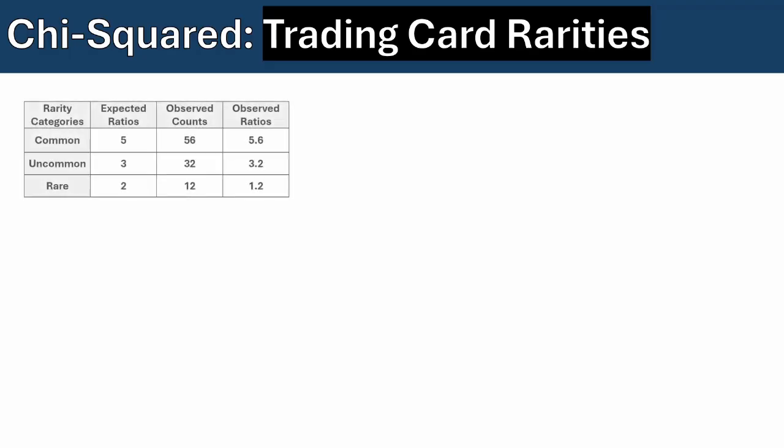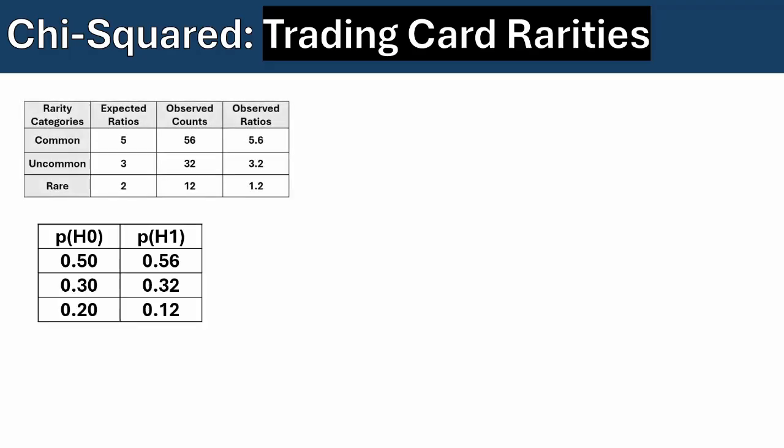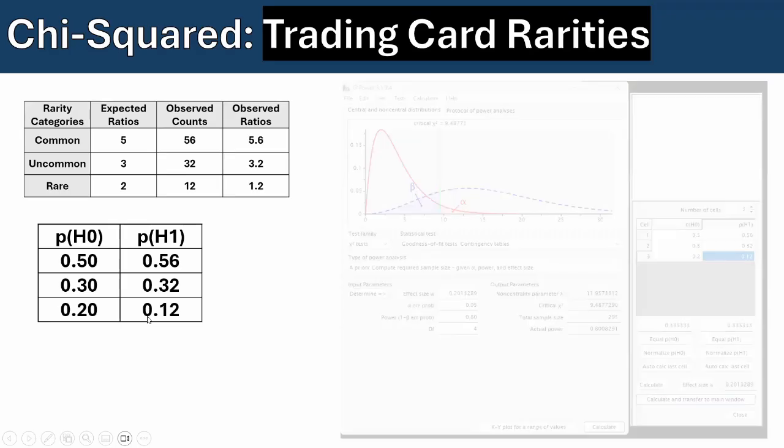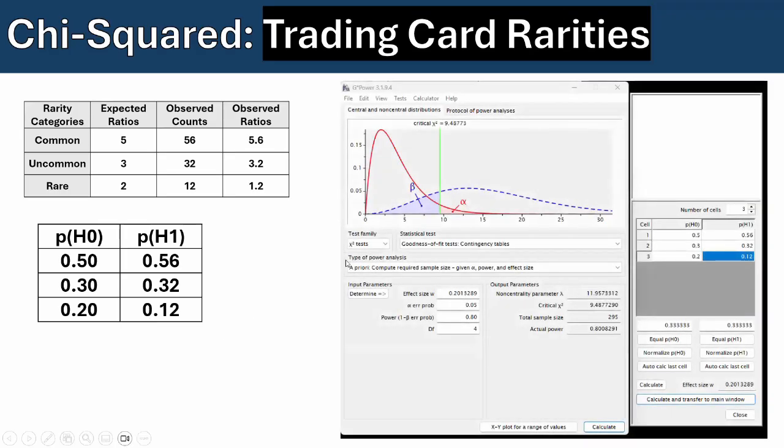Well, with that, we're going to need to get proportions from our ratios. And so we have our expected ratios and observed ratios. Our expected ratios are going to be our null hypothesis. And so I can take the ratios, divide them by 10, because there's 10 total here. So the first one for common is 0.50, so half of them, 0.3, 0.2, and then for my observed, I calculate the ratios here, or proportions here. This is going to be a chi-square goodness of fit test.